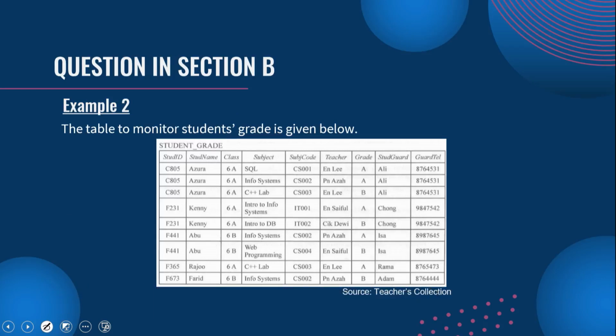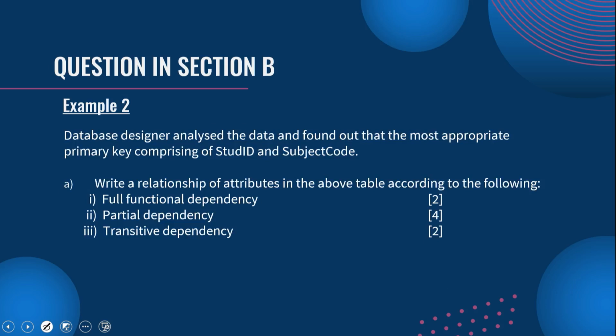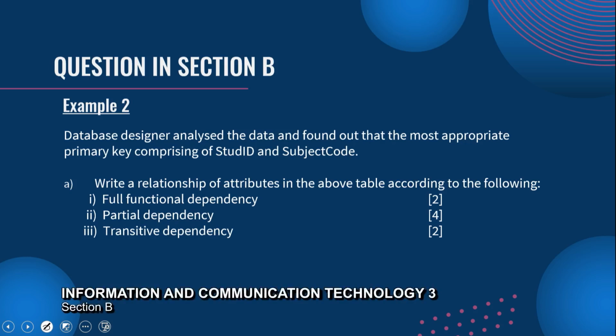So repeating group means in one cell must have only one data. If you have 2 or 3 data, it means repeating. So in this table, the database designer analyzed the data and found the most appropriate primary key comprising the student ID and subject code. So they give some information, and then the question asks for full functional dependency, partial functional dependency, and transitive dependency.